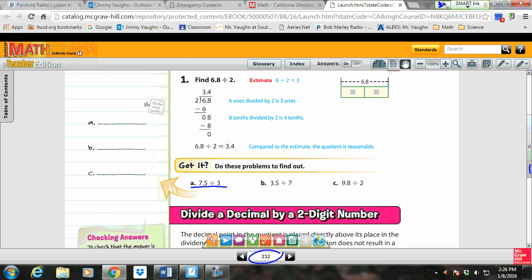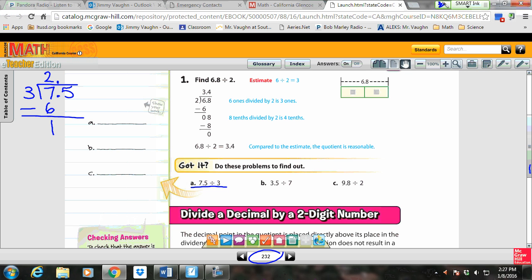So, A is 7.5 divided by 3. The second number goes on the outside of the house. 3 divided into 7.5. So, no decimal on the outside of the house where the 3 is. This decimal inside just comes straight up, and then you just ignore the decimal. Totally ignore it. 3 goes into 7, 2 times. 2 times 3 is 6.